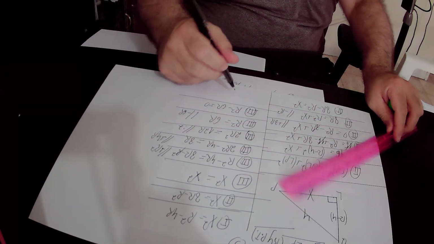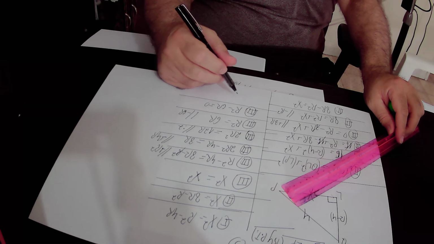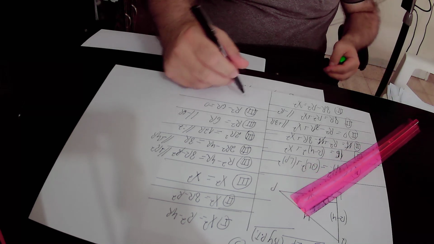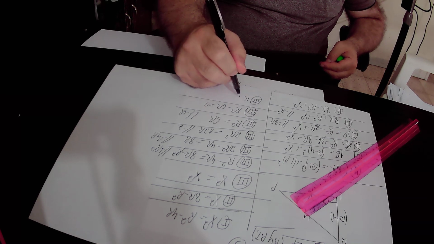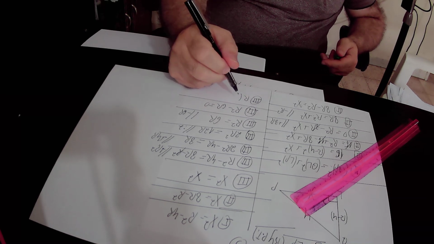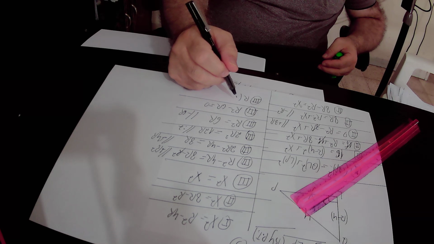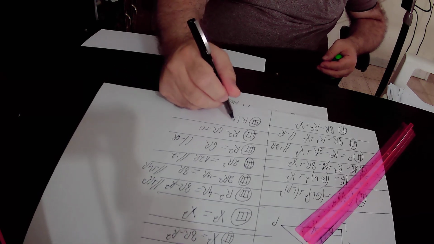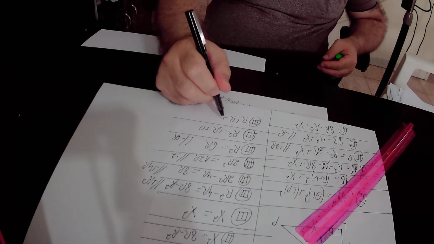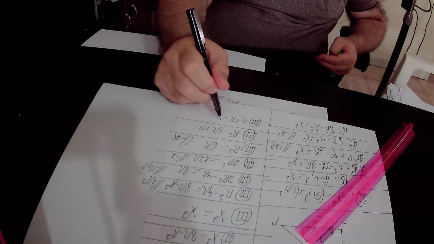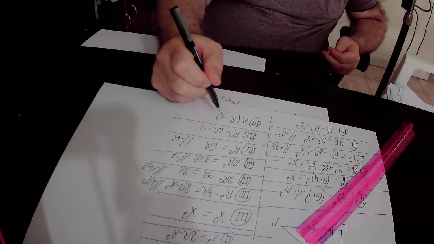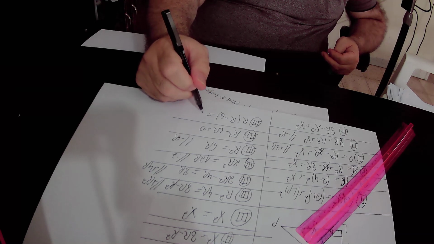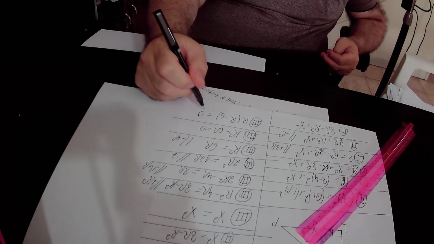So here we take R as a common factor from this equation, equation number 3. So what is left from R squared after we took from it R as a common factor? What is left is actually R. And what is left from minus 6R after we took from it R as a common factor? What is left is actually minus 6. So in conclusion, we found out that R times R minus 6 equals 0.